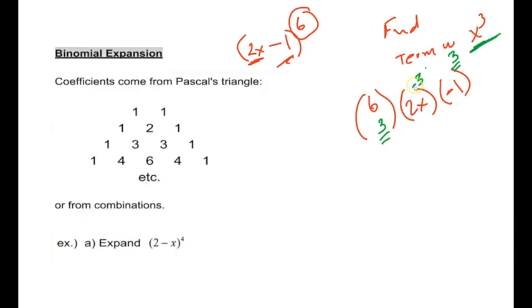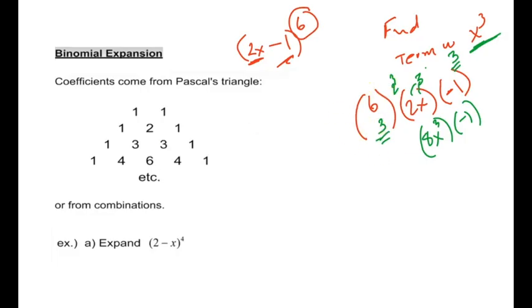2x to the third, that 3 goes to both of them. 2 to the third is 8, x to the third is x to the third. Here, negative 1 to the third power is still negative 1. And keep in mind, they're being multiplied. My biggest pet peeve is when people just add or subtract this. You're multiplying.